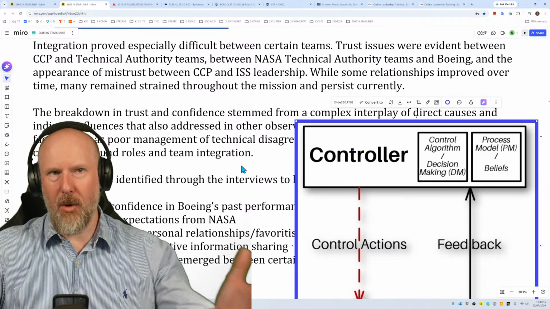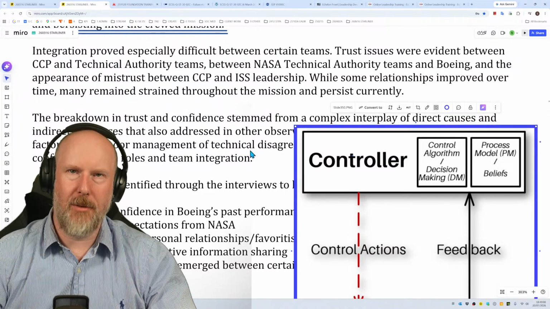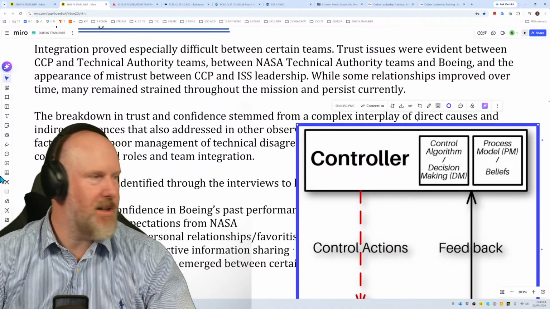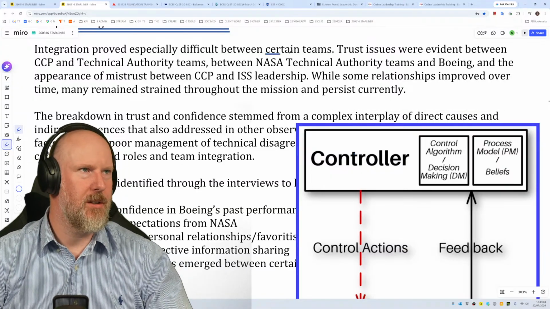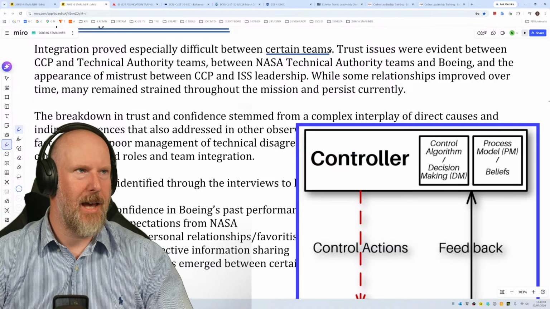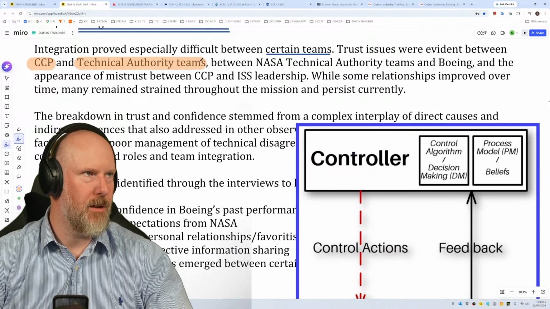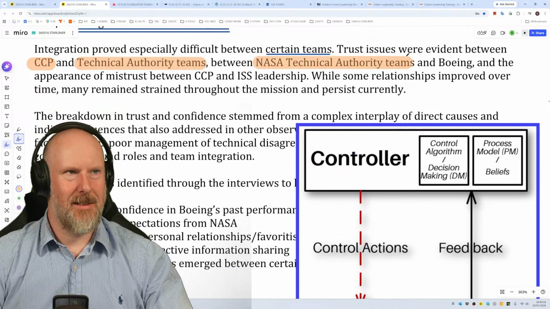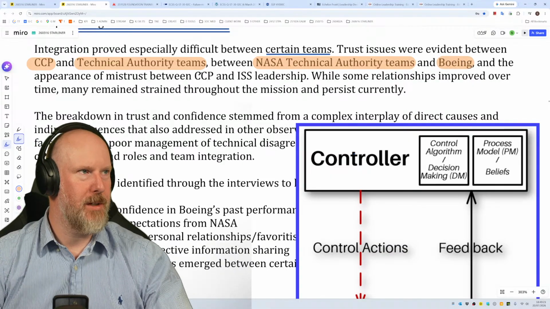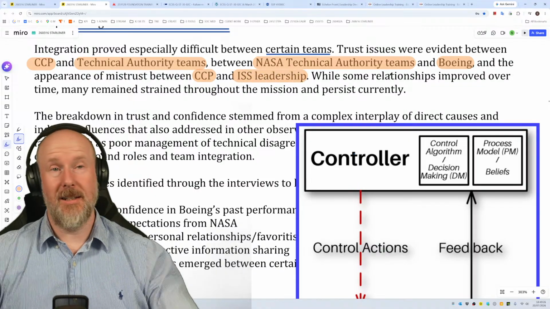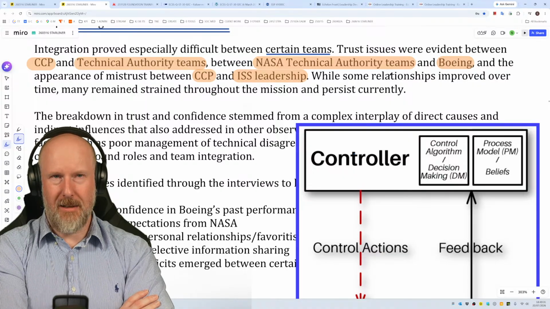Right, and I suppose this is more of a safety management system topic than a safety investigation topic, apart from making recommendations. Right, integration proved especially difficult between certain teams. Trust issues were evident between the Crew Commercial Program and the technical authority teams, between the NASA technical authority teams and Boeing, and the appearance of mistrust between CCP and ISS leadership. Wow, that's the first time that's been made explicit.